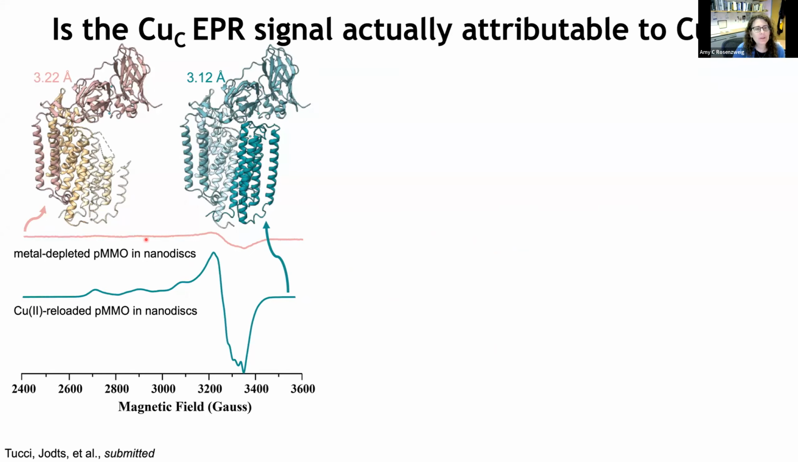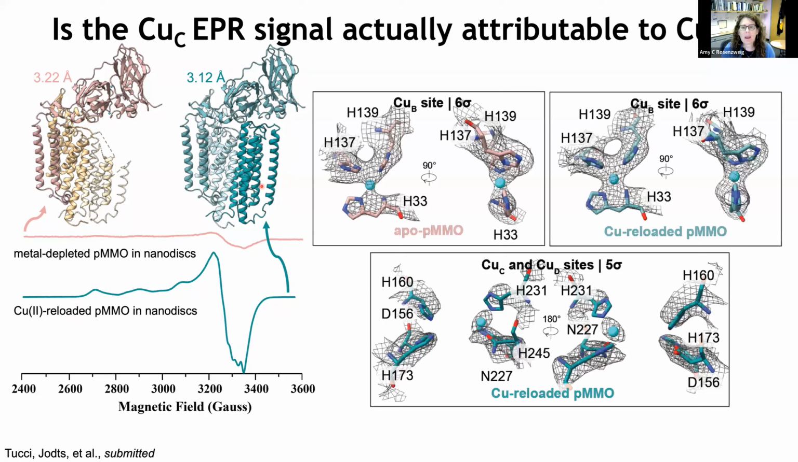So the metal-depleted PMMO's cryo-EM structure looks like this. And basically this whole region surrounding the copper C and copper D sites is not present in the density. So we can't really say anything about it. However, when Frank loaded the copper back into PMMO and put that into nanodiscs and recovered this EPR signal, order was recovered in the PMOC subunit, and this is what the density looked like.